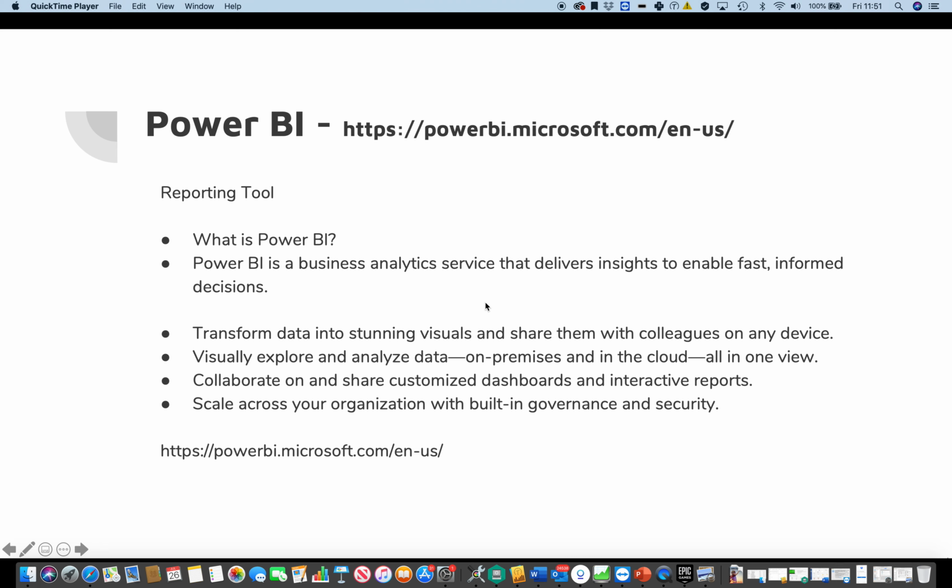Visually explore and analyze data on premises and in the cloud, all in one view. Collaborate on and share customized dashboards and interactive reports. Scale across your organization with built-in governance and security.